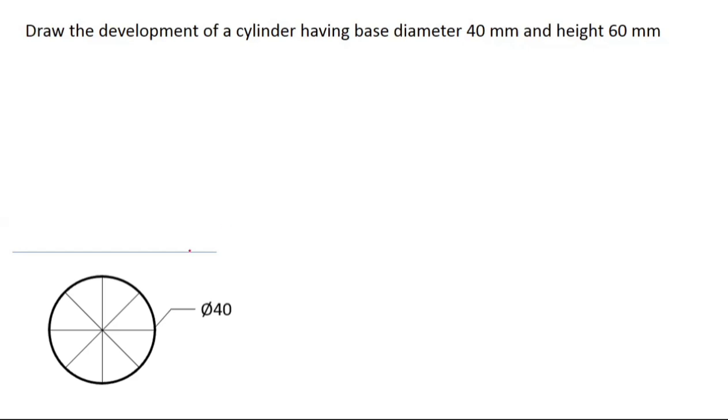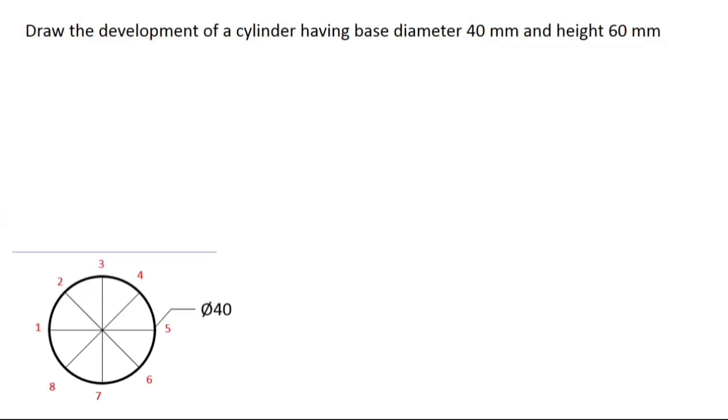So how much is this angle? This angle is 45, this angle is 90, this angle is 135. So at an interval of 45 degrees, we have divided this top view of the cylinder into an even number of parts. So these are the 8 parts. How to name them? 1, 2, 3, 4, 5, 6, 7, 8.